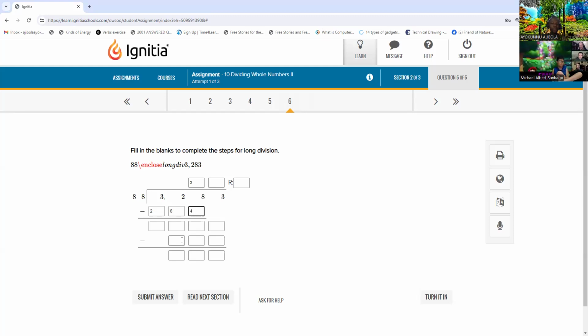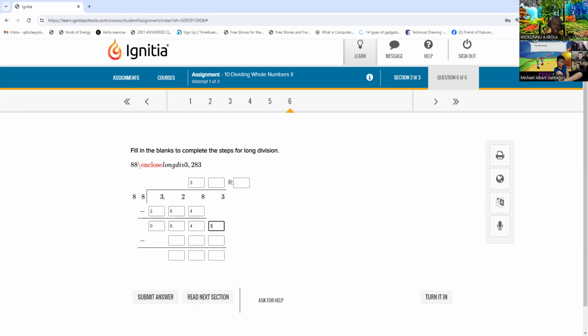Then what is 328 minus 264? 8 minus 4 is what? 4. 12 minus 6 is what? 6. And 2 minus 2 gives me 0. So that means 328 minus 264 gives us 64. Then you bring down the next digit, which is 3. Is that clear?